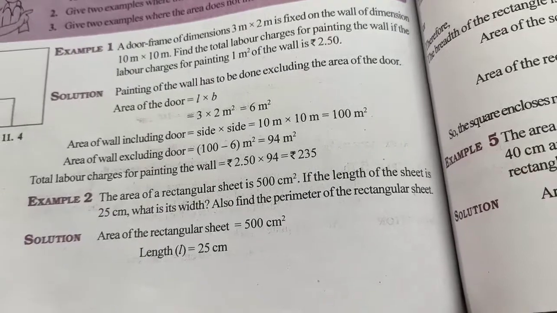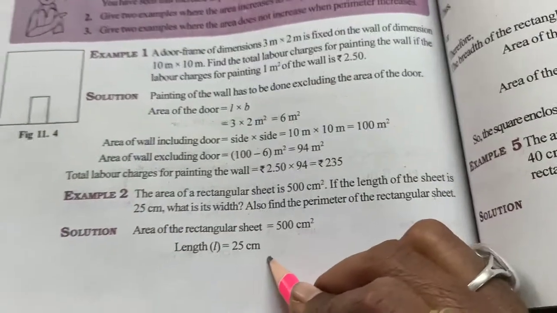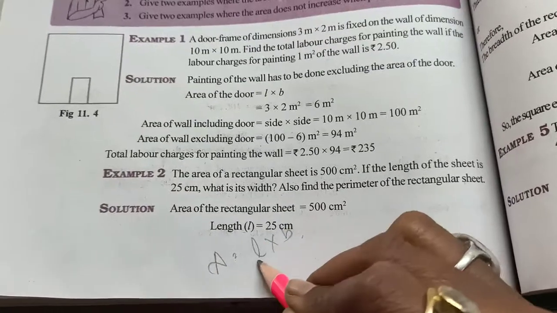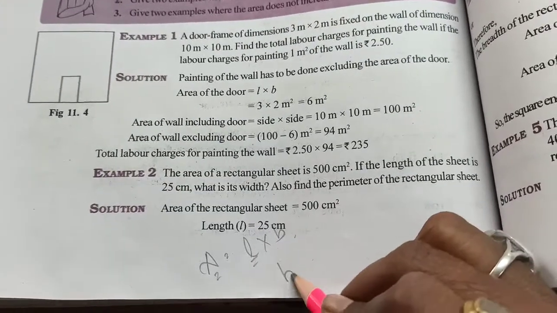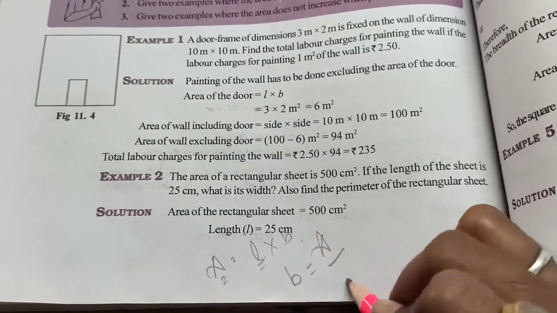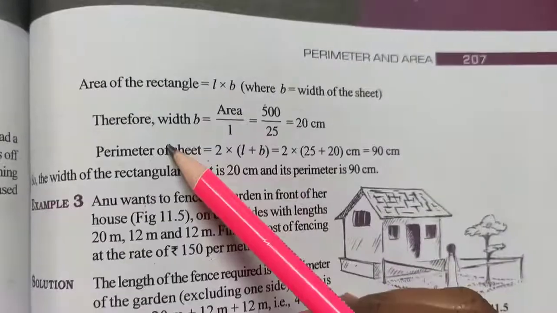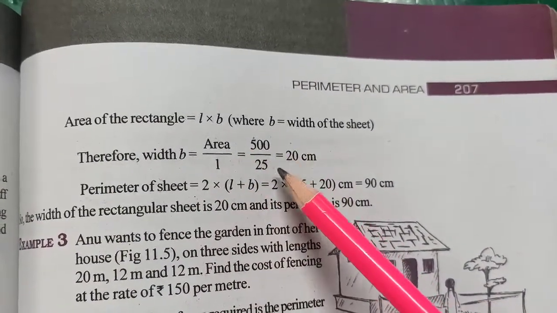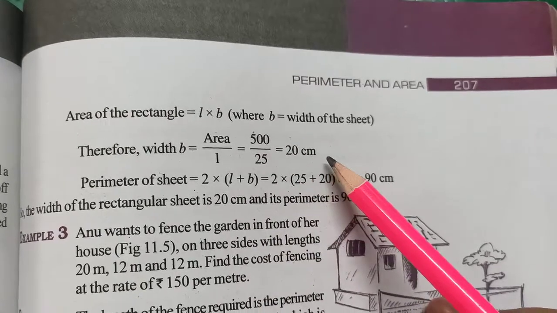This is the formula. We know that area is equal to what? Area is equal to L into B. We know the length, we know the area. So breadth is equal to what? Area divided by length. You will get the breadth. So let's see the answer. So width is equal to area upon L. 500 upon 25 will give you 20 centimeter.